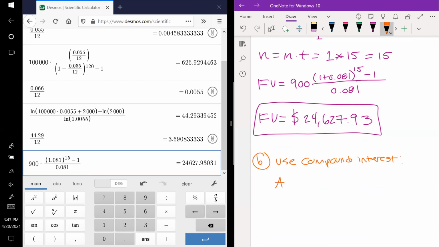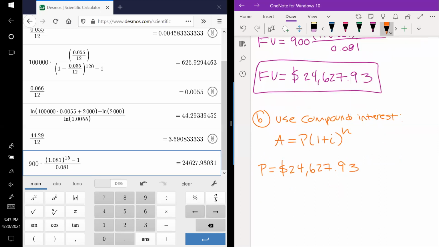And remember that from last time, it's A equals P times 1 plus I to the N. And the beginning amount is going to be the amount we left off with on the 17th birthday. So P is $24,627.93. And then I should be the same as above. Rate over compoundings. It says that this account still earns 8.1% compounded annually. So it's the same as the above, so 0.081.